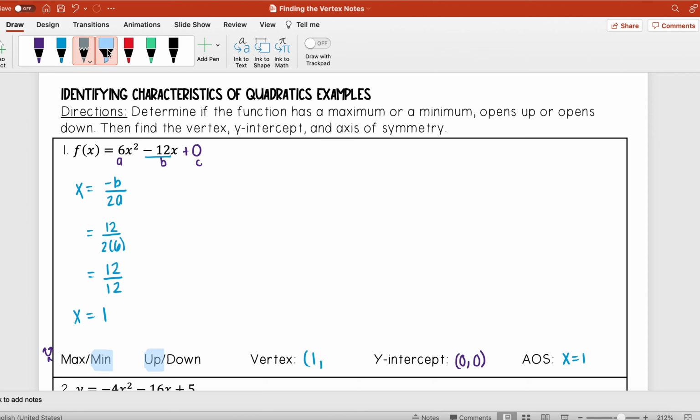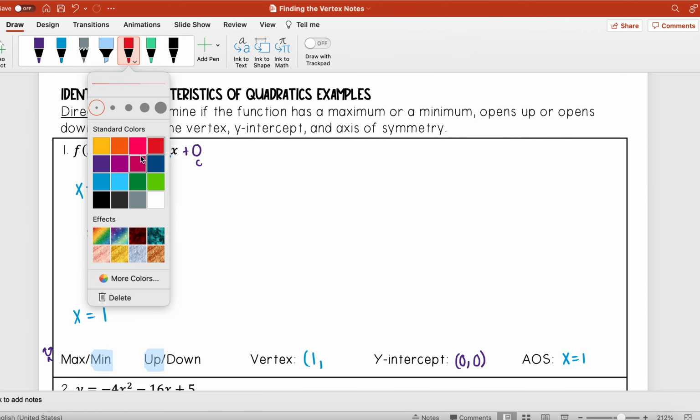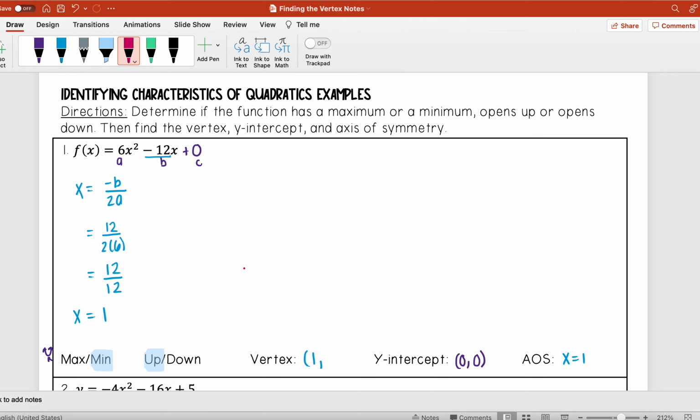So now the last thing that I need to try and find is the y value of my vertex. So to find the y value of my vertex, all I'm going to do is plug in 1 for x. And so I have that 6 times 1 squared minus 12 times 1. So that's just going to be 1, so 6 minus 12. And so I get negative 6. And so my vertex is at 1, negative 6. Okay, let's try another one.